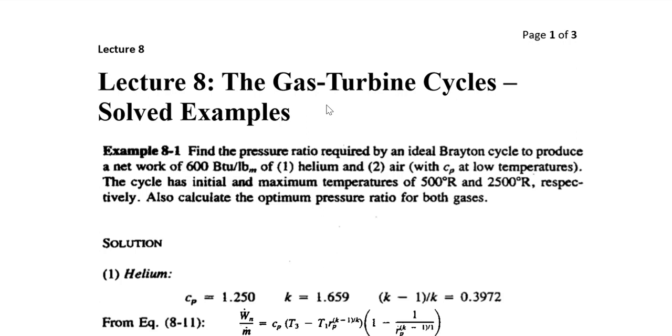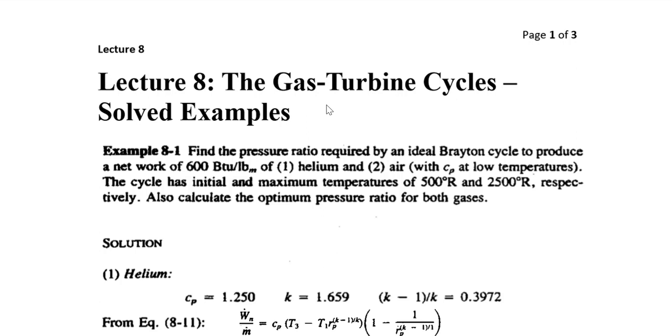of working fluid of helium and air, and we are considering the CP at a low temperature. The cycle has the initial and maximum temperature of 500 degrees Rankine and 2500 degrees Rankine respectively. Also calculate the optimum pressure ratio for both of the gases.